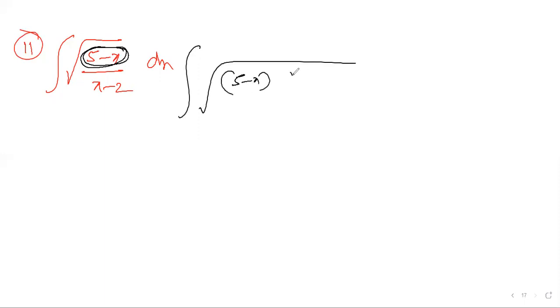11th I'll explain. The 11th question is like this: integration of root of (5 minus x) by (x minus 2). For such types of questions, you need to do one thing. What is the value of the denominator? You can multiply numerator and denominator with the same value. It is better to do it for the numerator, so that without the root we can try it out. The numerator is 5 minus x, so multiply inside by 5 minus x to remove the root. The denominator becomes (x minus 2) into (5 minus x). Same value, you need to multiply with this.